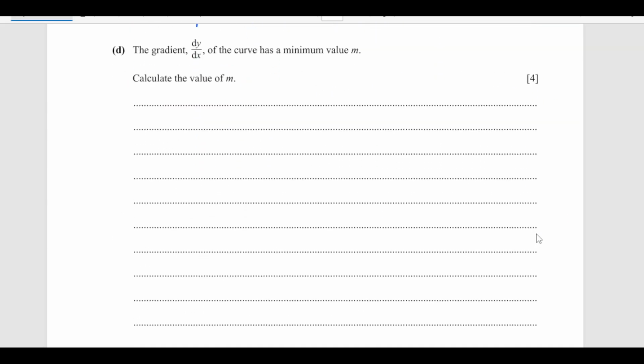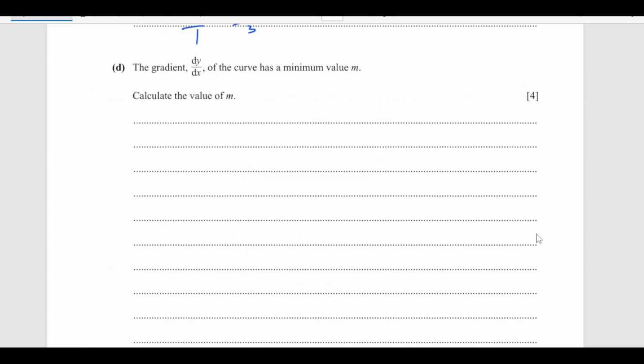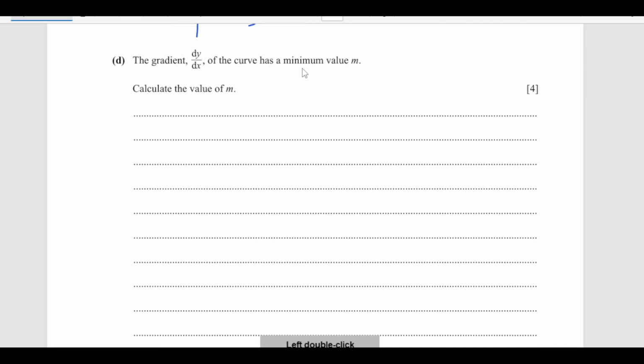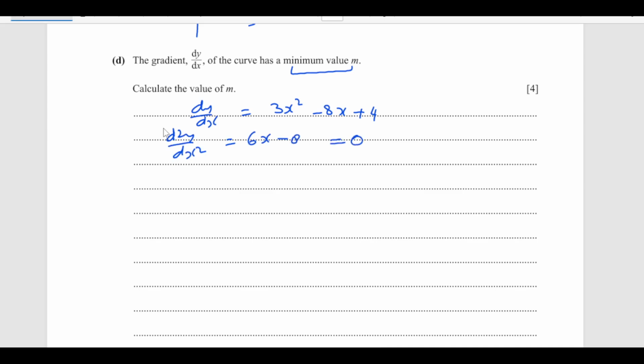Finally, we have this part D, which is the last one here. The gradient dy dx of the curve has minimum value m. Calculate the value of m. Now, dy dx from the previous part we have 3x squared minus 8x plus 4. Then for the minimum point we can calculate the second derivative, which is 6x minus 8. This will be equal to 0 at that particular point, right. So, x is going to be 8 over 6, that is 4 over 3. So we got x is equal to 4 over 3, right.